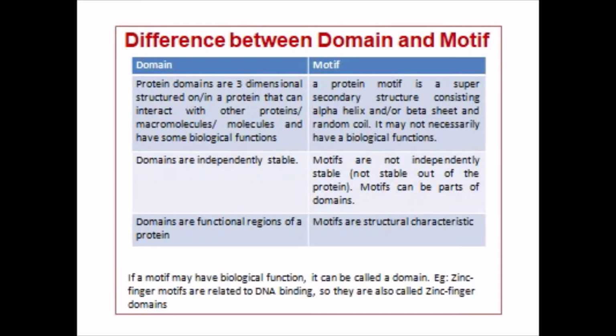Domains are independently stable, whereas motifs are not independently stable, not stable out of the protein. Motifs can be part of domains. Domains are functional regions of the protein, whereas motifs are structural characteristics. If a motif has biological function, it can be called a domain. Example, zinc finger motifs are related to DNA binding, so they are also called zinc finger domains.